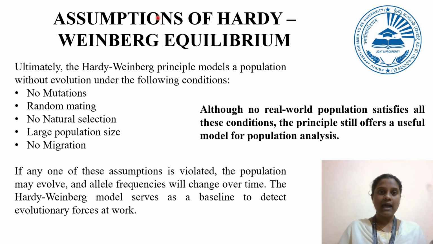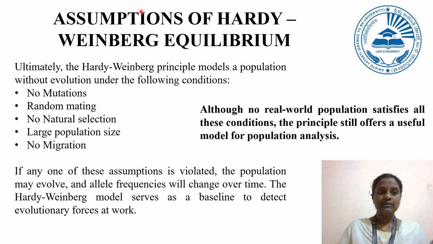The second assumption is that there must be random mating. Individuals must mate randomly with respect to the gene in question. There must be no preference for partners based on genotype or phenotype, ensuring an equal mixing of alleles. The third assumption is that there must be no natural selection. All genotypes must have equal chances of survival and reproduction. If certain genotypes are favored, allele frequencies will shift over time.